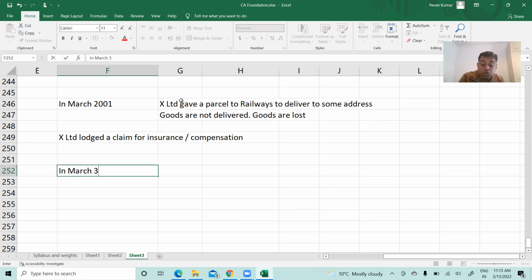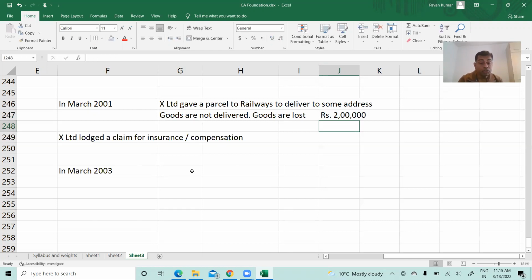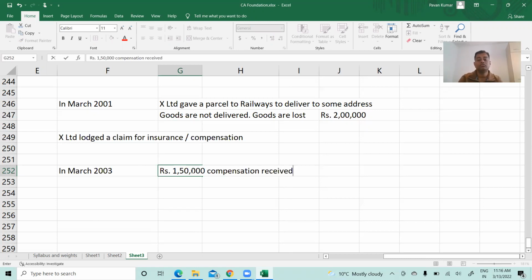Finally, in March 2003, you received a call from Railways. Hello, X Limited? Yes. You sent goods by parcel at the railway station 2 years back. Yes, lost goods, 2 lakh rupees. You have lodged a complaint. Come, take the compensation. We'll pay you rupees 1,50,000. So you're happy or not? Will you take that 1,50,000 or not? Happily, you will go and take that 1,50,000 income.